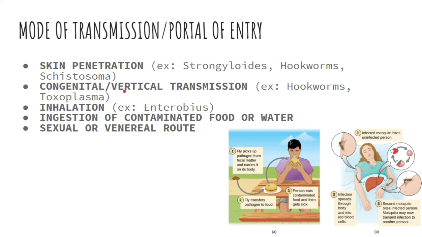Also, we have the congenital or vertical transmission. We can also term this as transplacental transmission. So, from mother to child. Okay? That is congenital transmission, mother to child. A good example of parasites with congenital or vertical or transplacental transmission is your hookworms and toxoplasma.